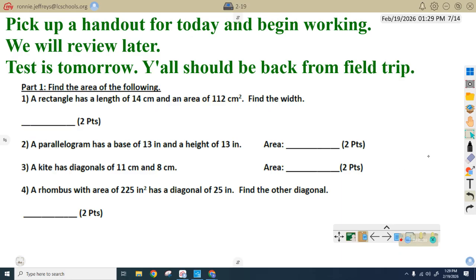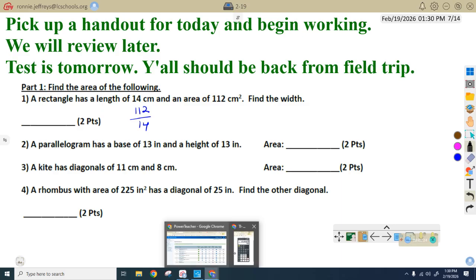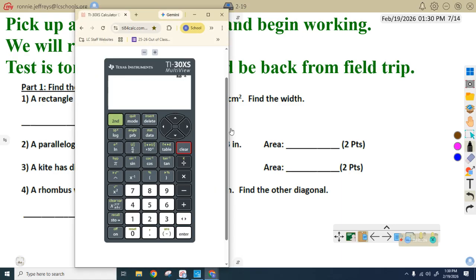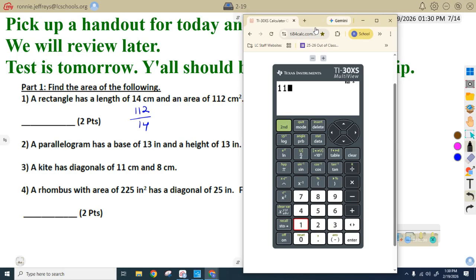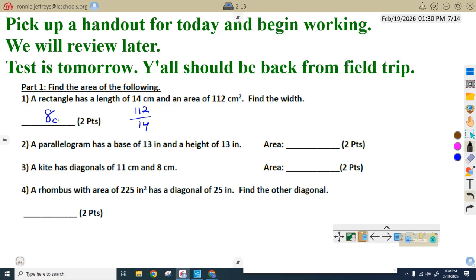And now, all that junk that is written on the board for no reason. Alright, so for the rectangle, we'd have to divide 112 by 14, and what do we get? Looks like nobody did that one. You got 8? Good. 8 centimeters.